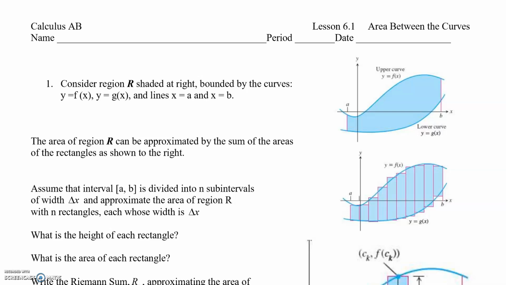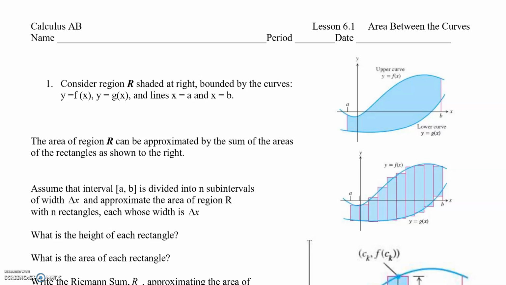However, if we let the number of rectangles go to infinity and take the limit of that sum, we'll get the actual area under the curve. In this case, we'll get the actual area between the curves. So you can see in the first question here, as we look at this picture right there, we've got this region subdivided into rectangles. What would an expression be that represents the height of each rectangle? It's bounded above by y equals f of x and below by y equals g of x.